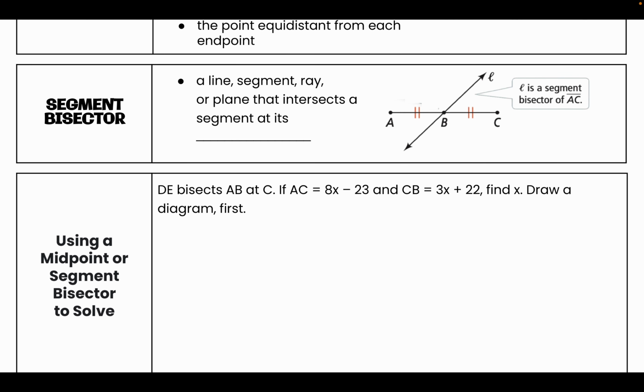A segment bisector is a line, segment, ray, or plane that intersects a segment at its midpoint. So B is the midpoint, and line L goes through that midpoint. And so L is a segment bisector of segment AC.